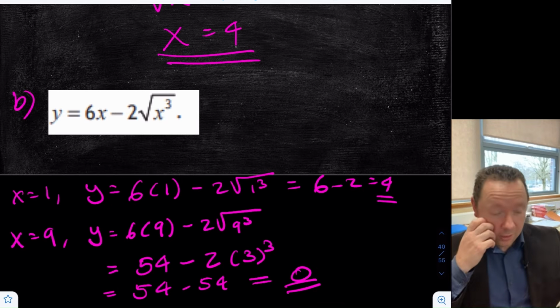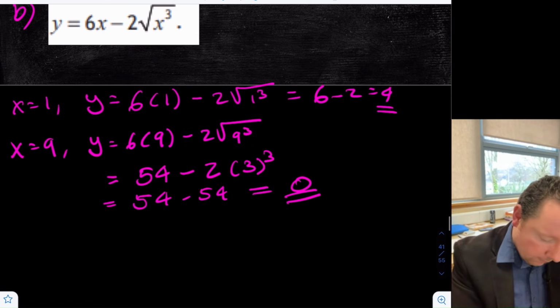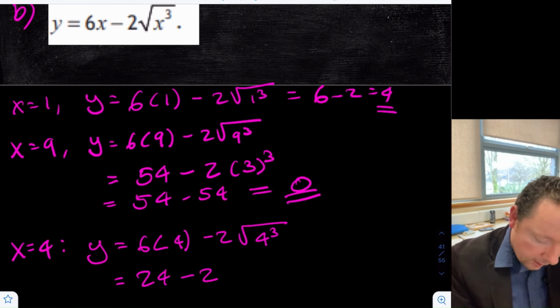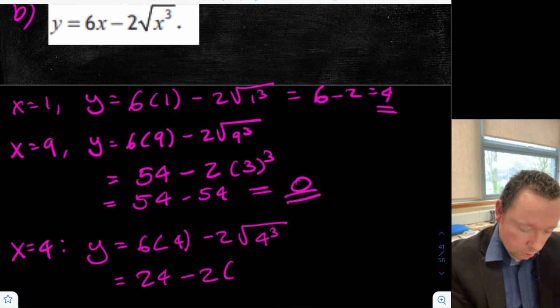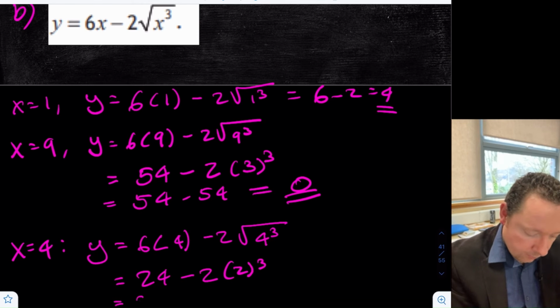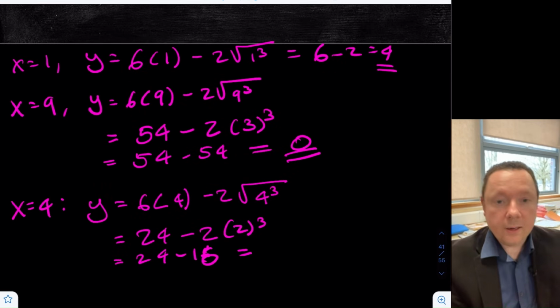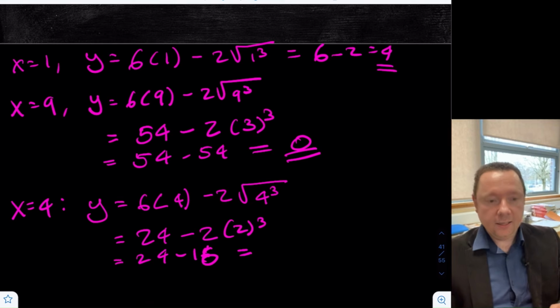So now I need to evaluate it at x equal to 4. At x equal to 4, y equals 6 times 4 minus 2 times the square root of 4 cubed. 24 minus 2 times the square root of 4, which is 2, so 2 cubed. 2 cubed is 8, times 2 is 16. 24 minus 16 is 8.